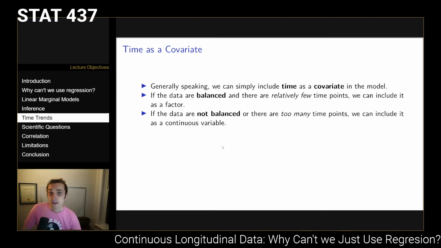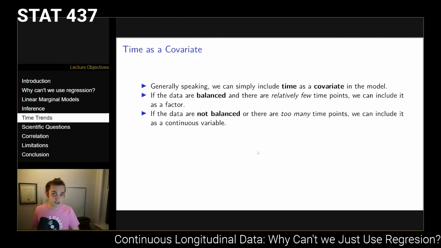And if the data aren't balanced, so if we haven't measured everyone at the same time points, then it doesn't make sense to think about it as a factor, right? If you take patient 1's blood pressure at month 1 and patient 2's blood pressure is at month 2, well, if that's the first measurement you have of both of them, then they're not really at the same point in time, right? And so if that's the case, then we'd want to include time as a continuous variable, right?